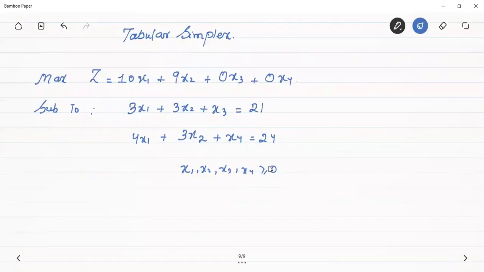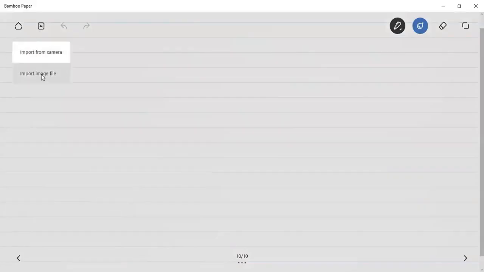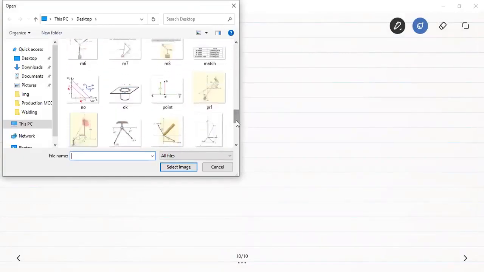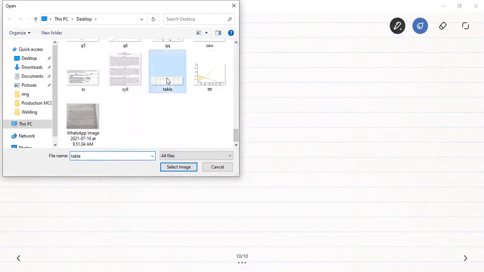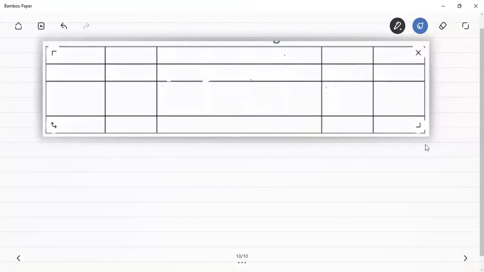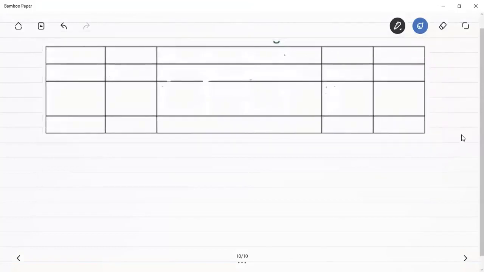Now what we are going to do in this tabular method is, I will show you how to draw the table. In fact, I have drawn the table here. Okay, so this is what the table will look like. So what will be written in the different cells of the table? First of all, what we discussed in the previous class. Okay, this will be table number 1.